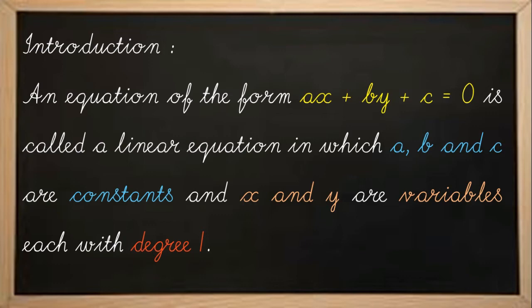Degree is 1 means it does not have any power like x square or y cube or y to the power of 4. The degree, the power, is only 1. Such equations are called linear equations. What do you mean by linear equation? If the equation is of the form ax plus by plus c is equal to 0, in which a, b and c are constants and x and y are variables, each with degree 1.